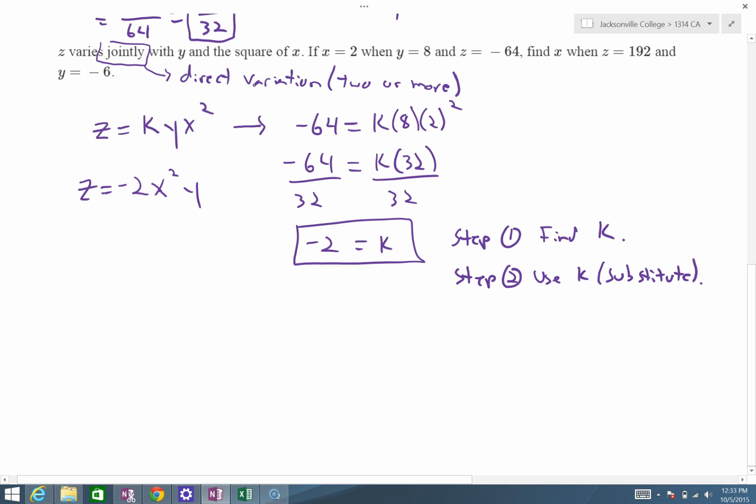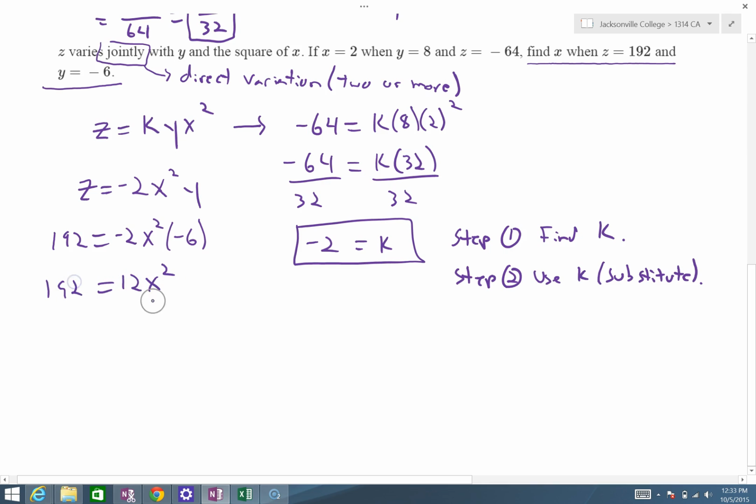Okay, so now let us substitute what we know. It says find x when z is 192 and y is -6. So z is 192. 192 in for z. -2 remains. Find x. x I don't know. I'm going to leave it as x squared. y though is -6. All right. Well, multiplication is commutative, so order doesn't matter. I can multiply negative 2 times negative 6. That gives me 12x squared.